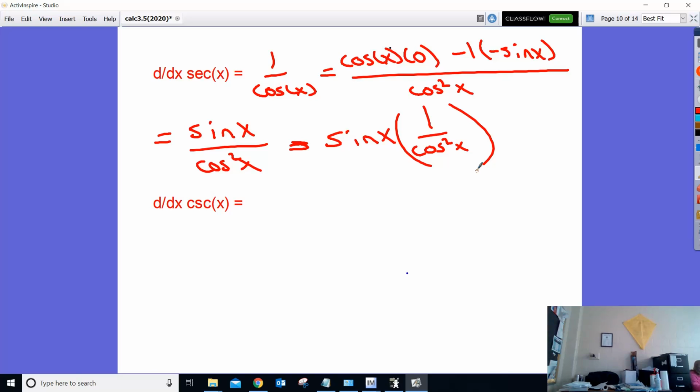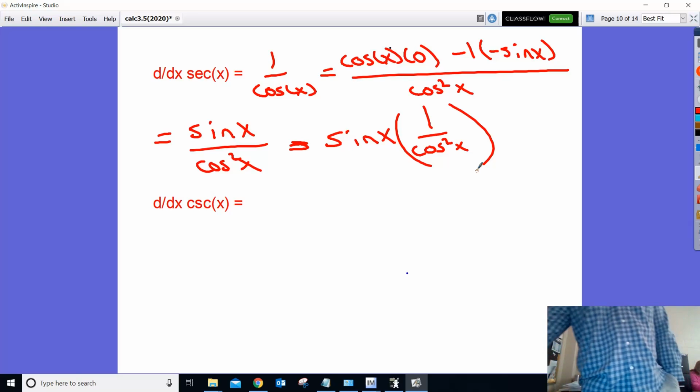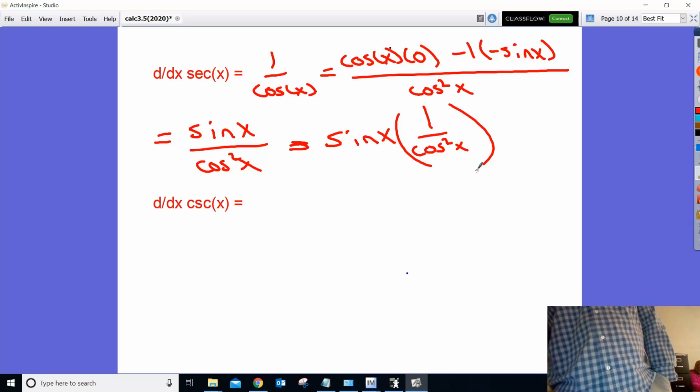There's a way to rewrite that better. I don't like the way that looks. It's not direct derivative. We didn't do anything wrong. It just needs to be rewritten.